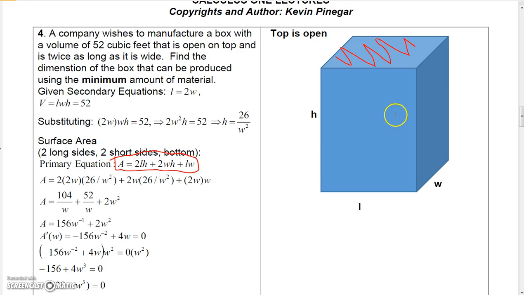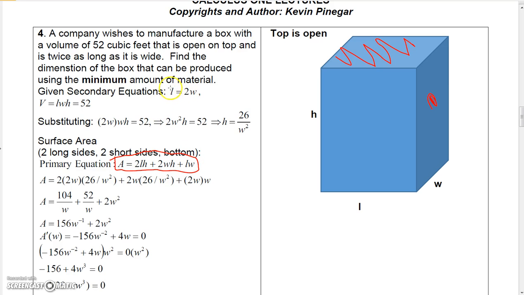And then we've got this side over here, that's W times H, and then we've got a side opposite it that's W times H. So we've got 2 WH's to deal with. Well, then we've got the bottom of the box. The bottom of the box, the dimensions are L and W, so that's just LW. Remember, we're not doing the top. So basically, we have 2LH plus 2WH plus LW.